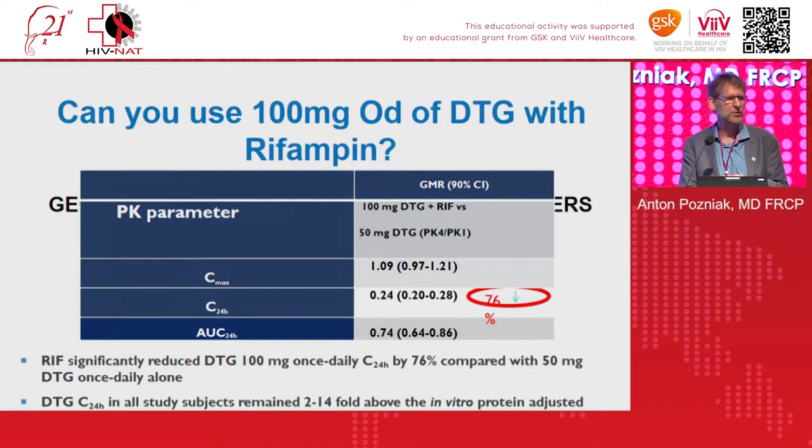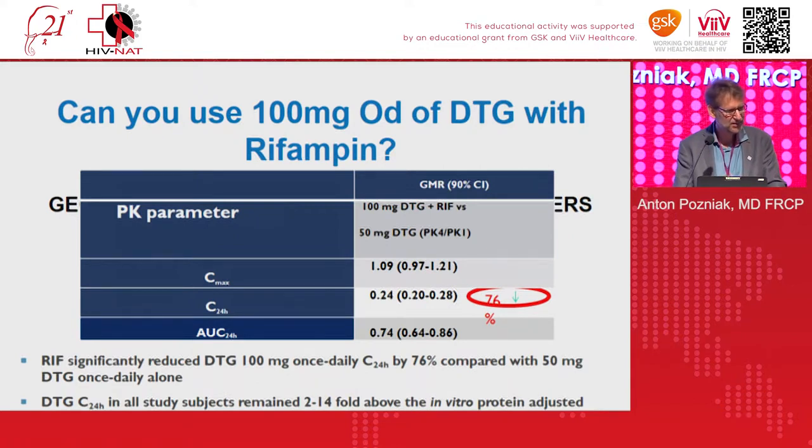Well, one of the problems is that even if you take 100 milligrams of dolutegravir, you're probably only absorbing about 70 milligrams. There's a peak on what you can absorb. Then you add rifampicin on top, and you can see a decrease in the 24-hour concentrations of about 76%. However, most of the patients in all of the study subjects remain 2 to 14-fold above the protein-adjusted EC90. Sorry, that's come off the slide. But actually, even though it went down this much, they still had enough dolutegravir probably for viral activity.